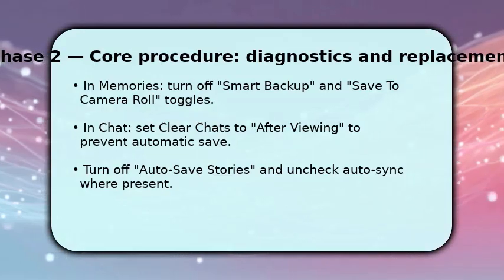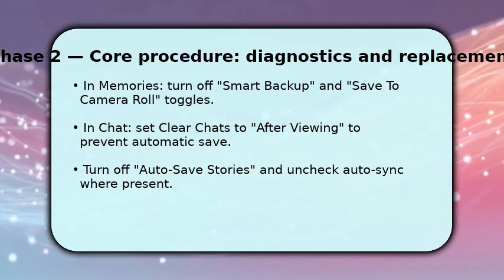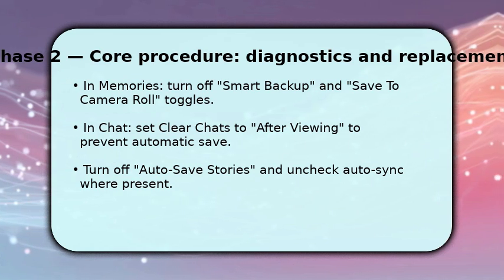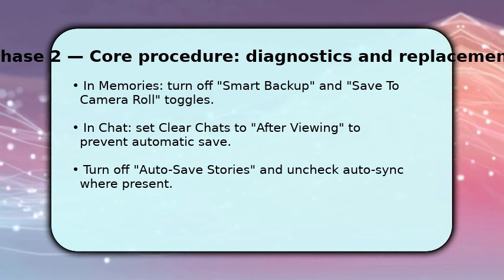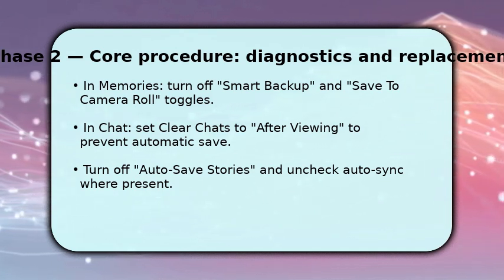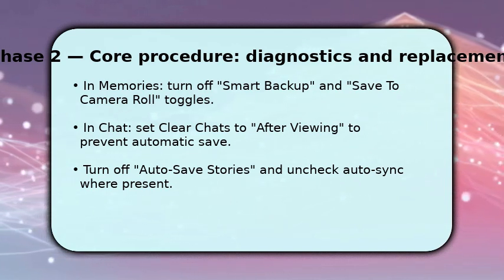Inside memories, switch off any autosave or smart backup options and disable save to camera roll so snaps won't be copied automatically. Once done, go back to settings, then chat settings, and set clear chats to after viewing. This reduces the chance conversations are preserved.